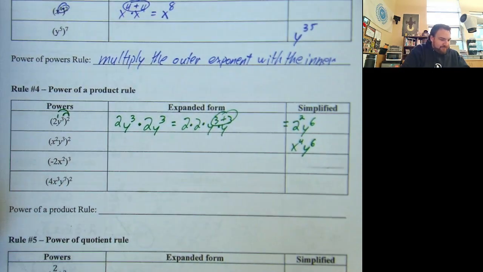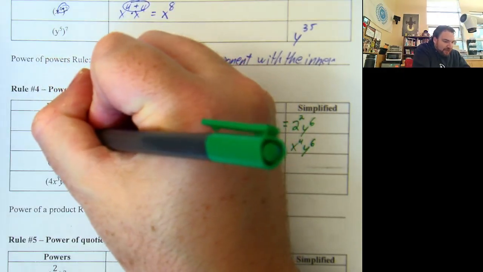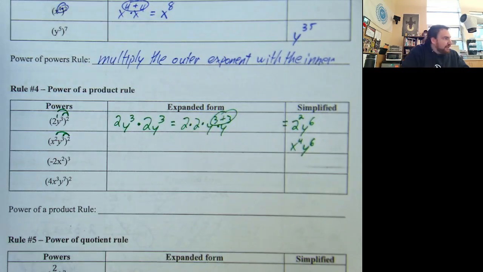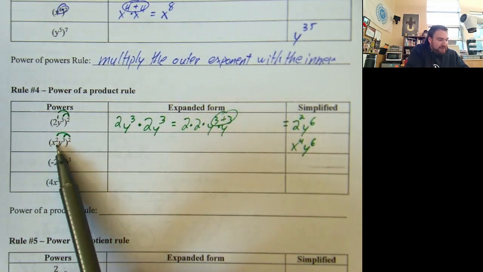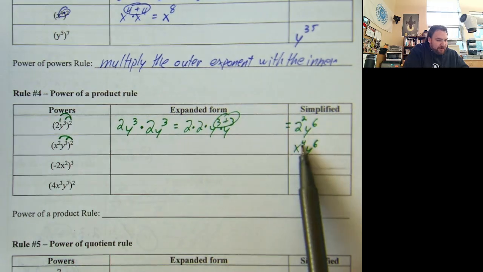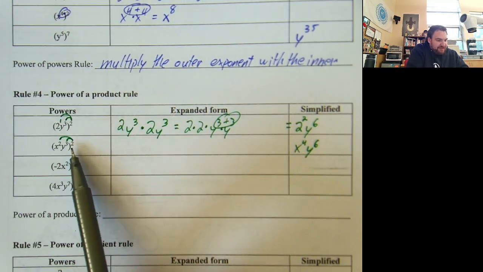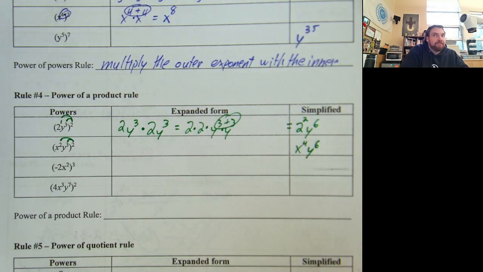the exponent by 2. So you take the outer exponent, you apply it to all of the individual pieces, the individual bases that are getting multiplied together inside those brackets. 2 times 2 is 4, so you get x to the 4. 3 times 2 is 6, so you're going to get y to the power of 6, and you're done.